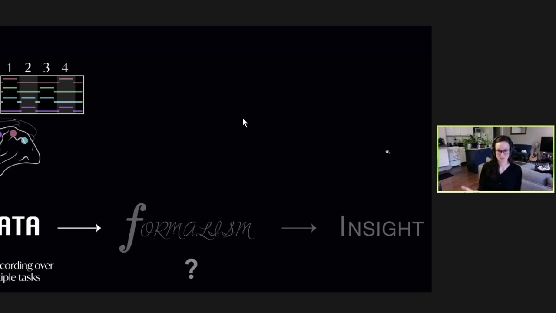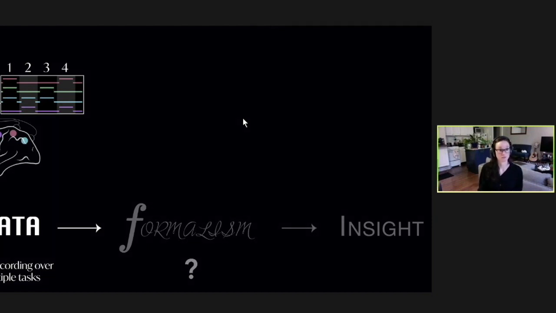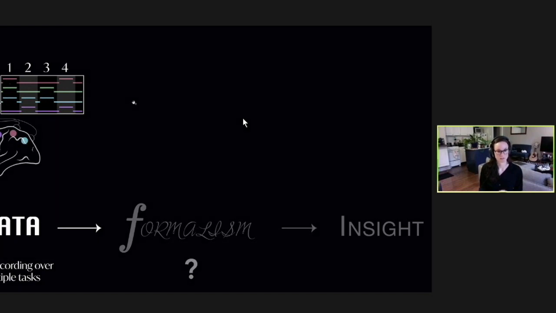Okay, so in this presentation, let's talk about what happens if we have some more complicated data. One example might be recording over different tasks. So here, an example would be a recording over 4 different tasks, and they're broken up by columns up here. So can we force this into a network representation?